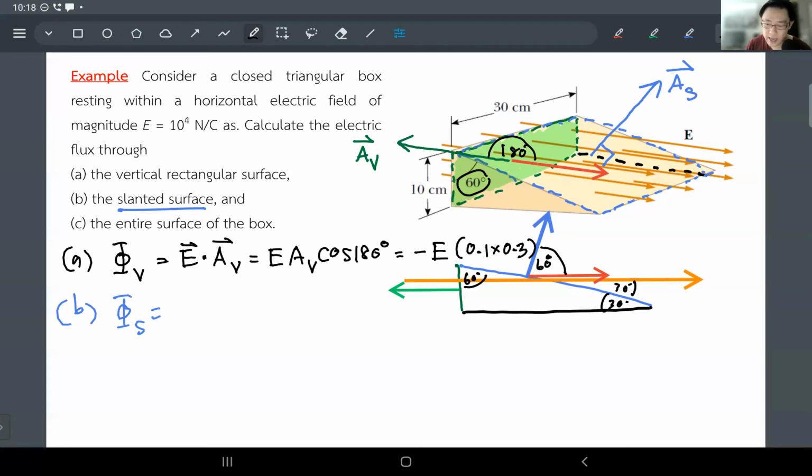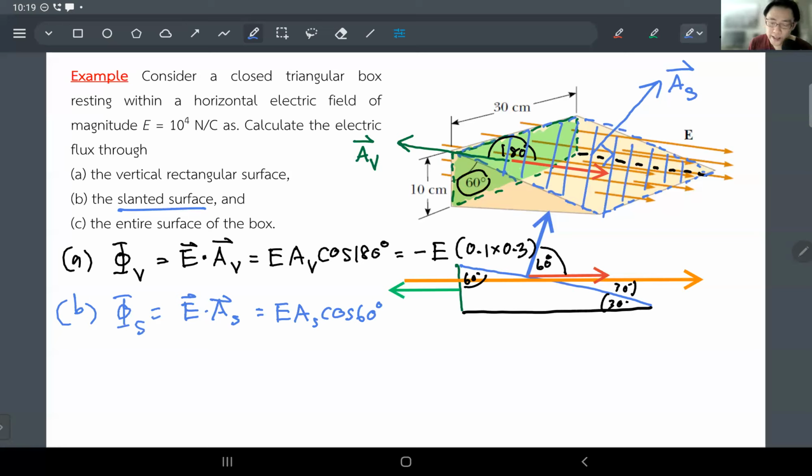Cool. So that means for the slanted surface, the area vector is making a 60 degree angle with the electric field vector. So, E dot A sub S is going to be E magnitude, A sub S magnitude, and then the cosine 60. Okay? All right, guys, follow me closely here. What is the size of the A sub S? The size of A sub S is going to be the area here that I'm highlighting right now. The slanted surface area, correct?